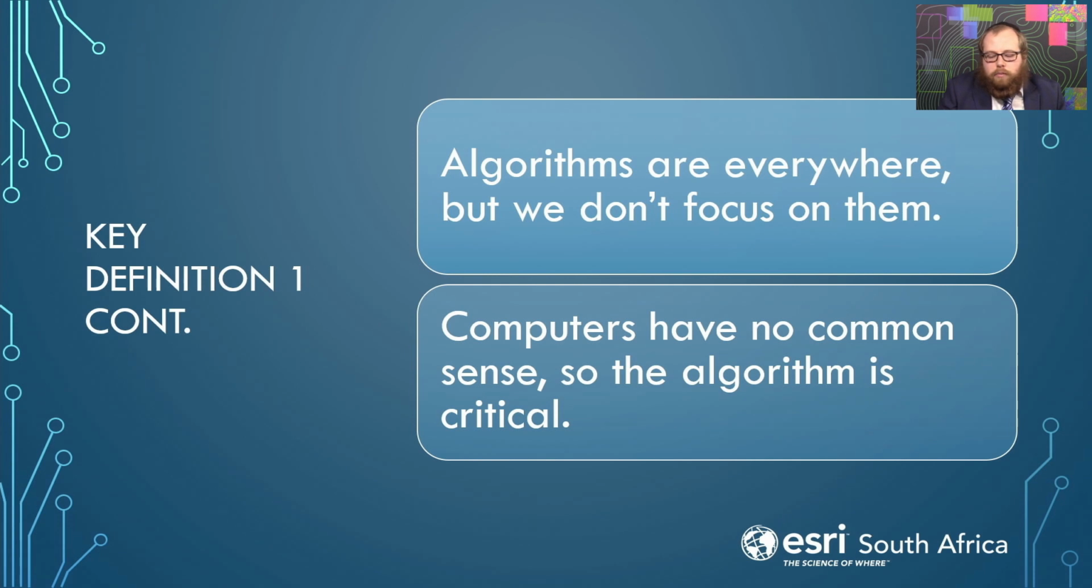But to quote Arthur Bloch, a computer program does what you tell it to do, not what you want it to do. It doesn't have any common sense. All it has to go on is the algorithm. So the exact formulation of the algorithm, that is critical.